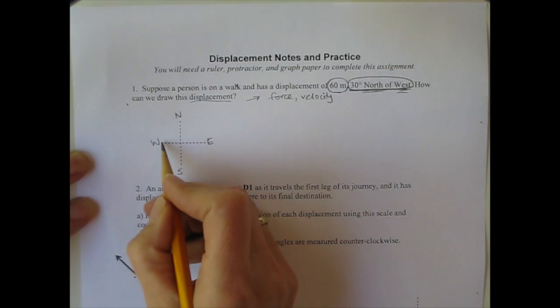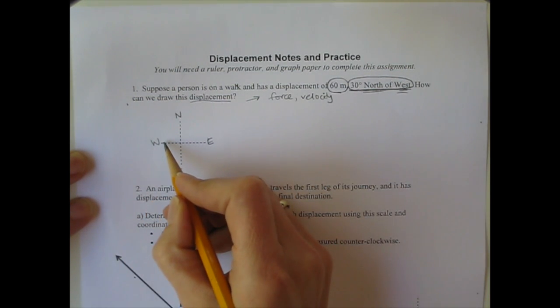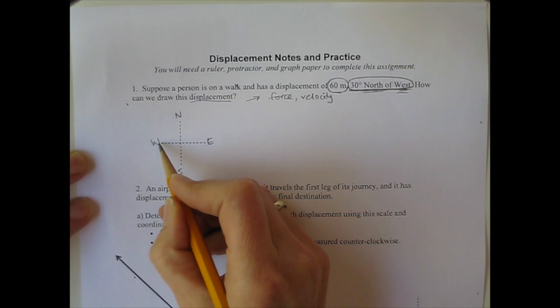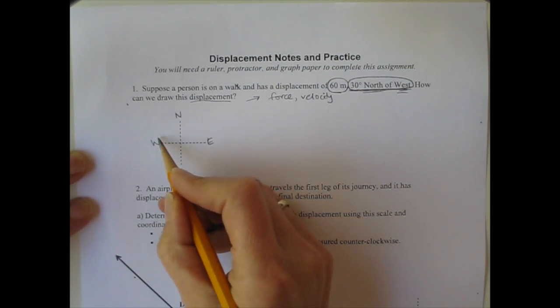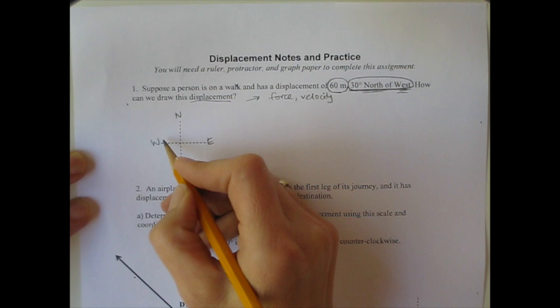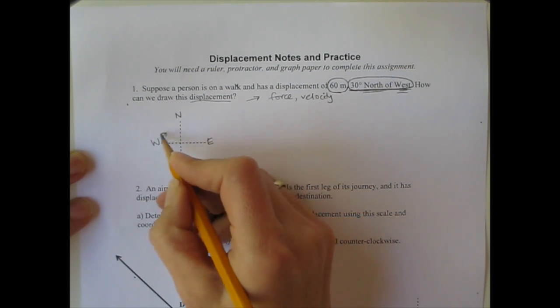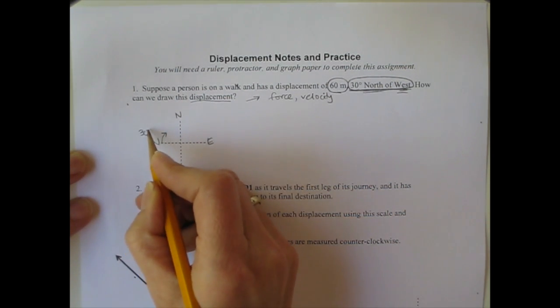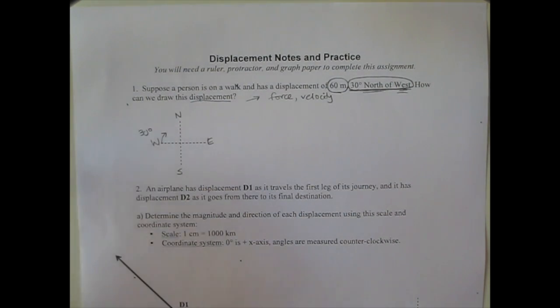So what we do is we find west, and it says it's north of west. So from the west direction, you could go southward or you could go northward. Here it says north of west, so start at west, and we're going to need to go northward 30 degrees. So we need to have a protractor.